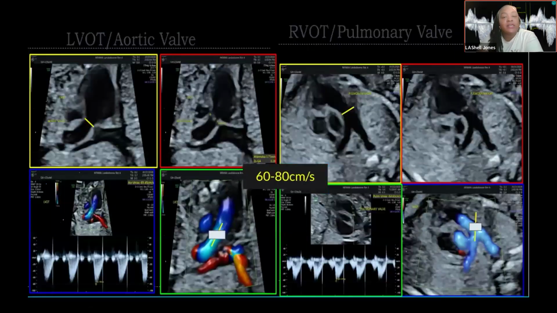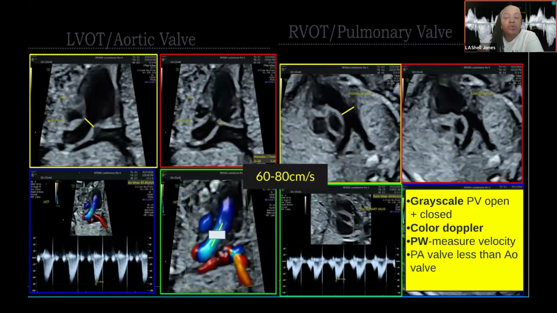All right, now let's look at the aortic and pulmonary valves. These both range between about 60 to 80 centimeters per second. Okay, and then with the grayscale of both of these, you want the valve open or closed, and color Doppler to assess. PW is going to measure that velocity. Keep in mind the pulmonary valve velocity is normally less than the aortic valve. Okay, so that's a normal setting.